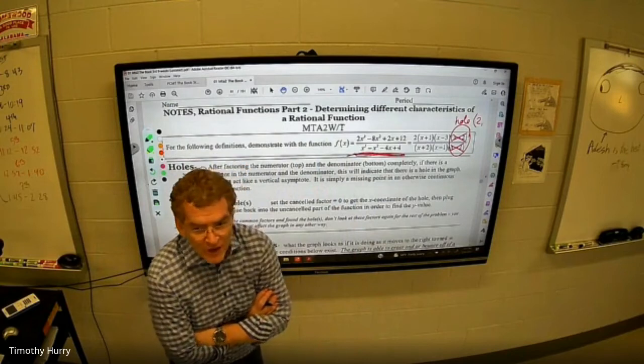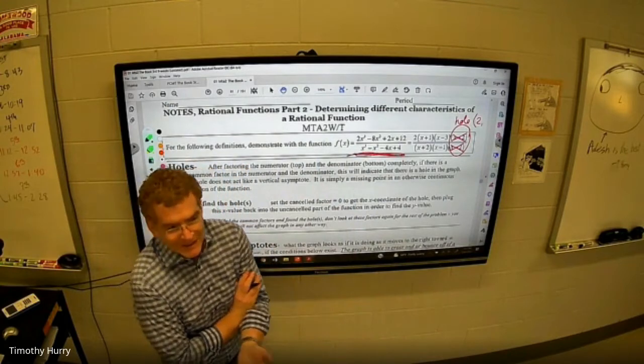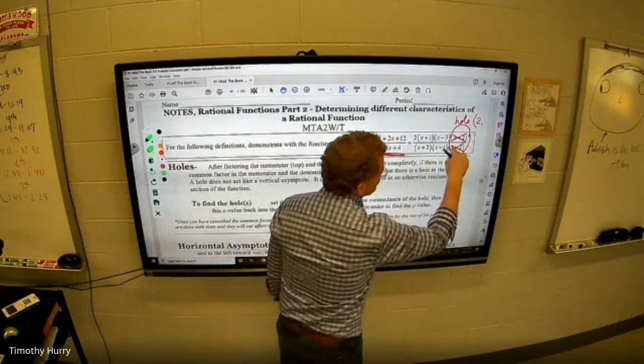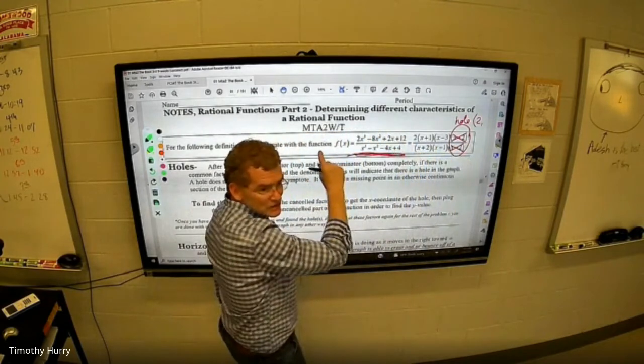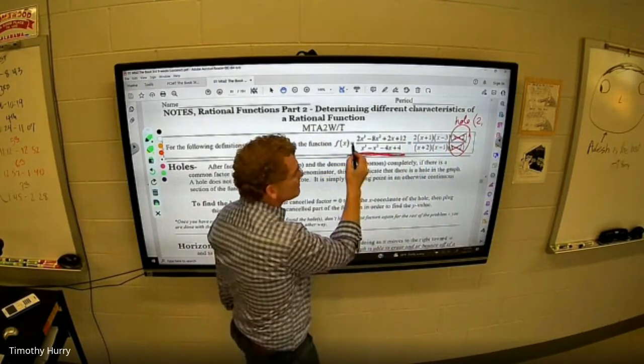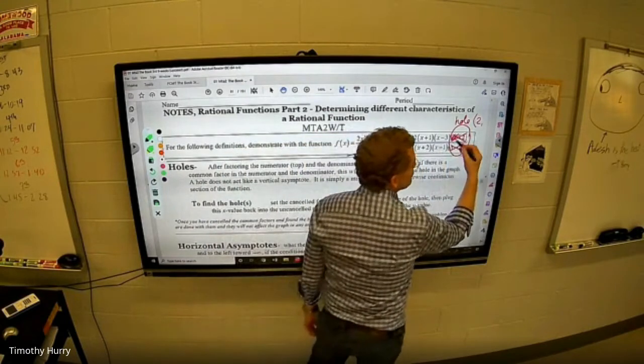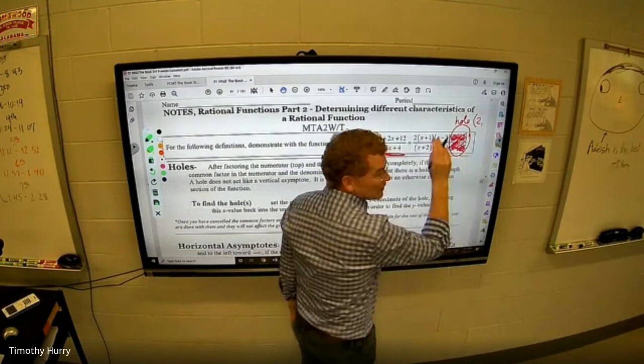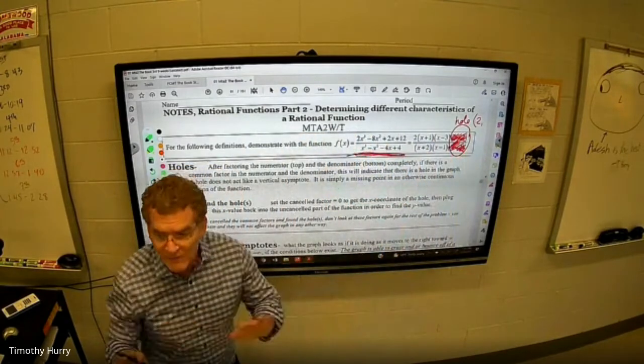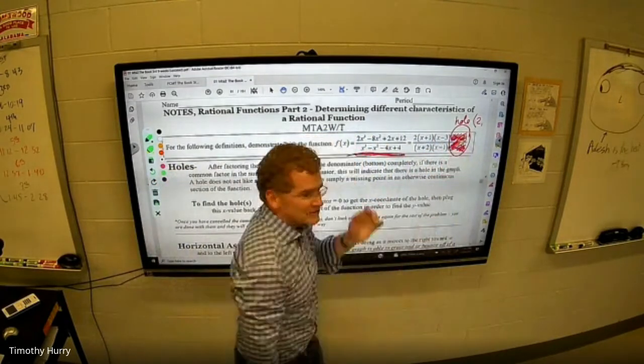0 over 0. Why? Because those two factors are in there. So if you want to find the y value, don't plug it in here. Try it. You'll get 0 over 0. You eliminate these and never look at them again. By the way, they are literally useless for everything other than finding that 2.